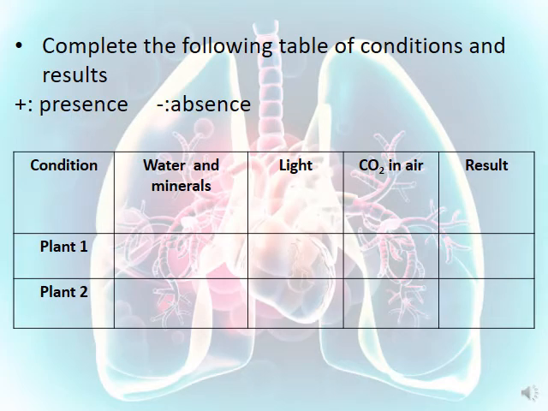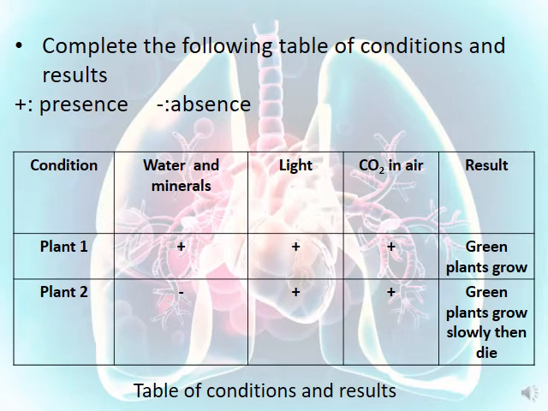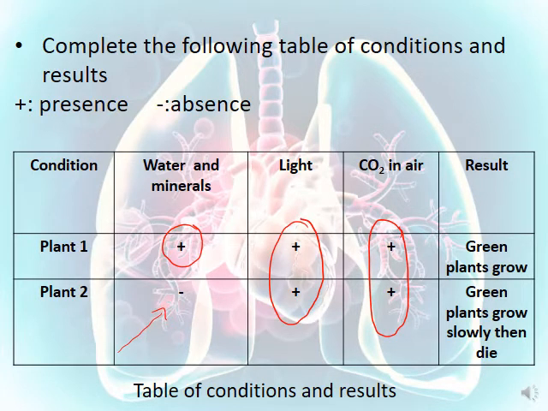So they said to complete the following table of conditions and results. You have to copy and complete this table, where plus means presence and minus means absence. In plant 1 we have water, while in plant 2 we don't. In plant 1 and plant 2 we have light, and in plant 1 and plant 2 we have CO2. So here the variable factor is the water. It's present in plant 1 and it's absent in plant 2. So this is the variable factor.